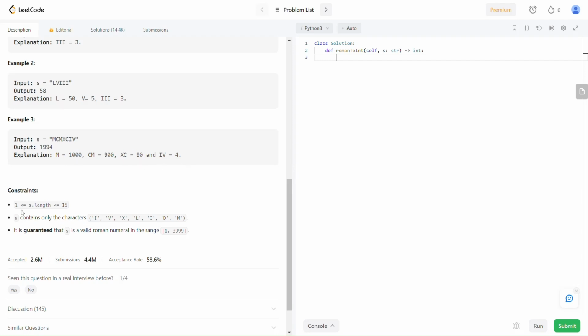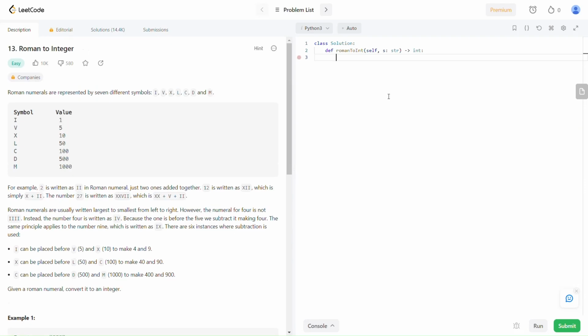Constraints: 1 is less than or equal to S.length, which is less than or equal to 15. S contains only the characters I, V, X, L, C, D, and M. It is guaranteed that S is a valid Roman numeral in the range 1 to 3999. And I'm using Python for this.